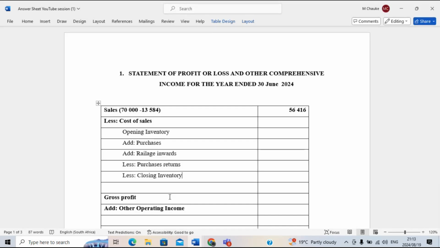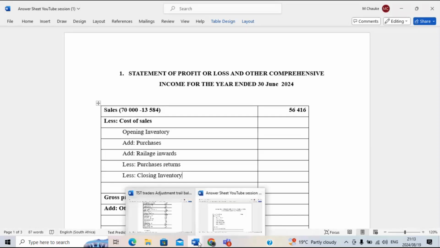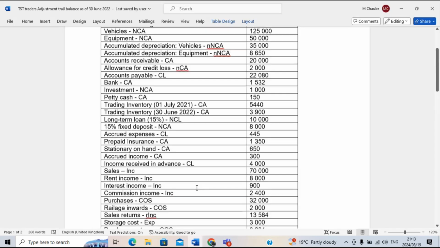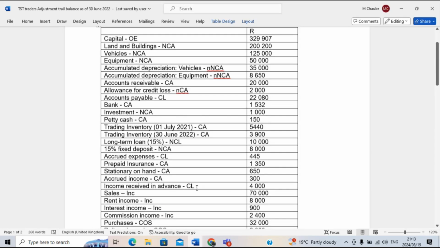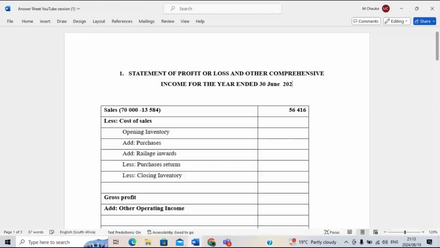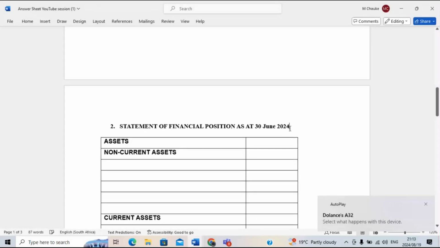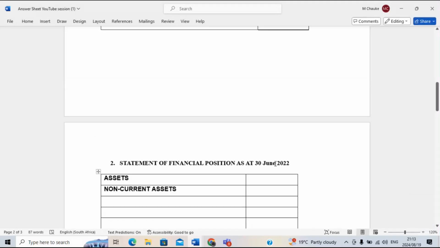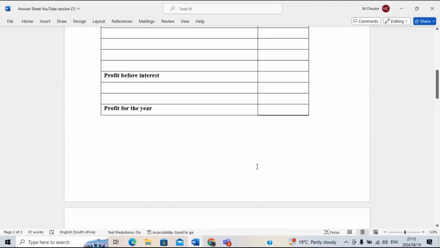Are you with me? So now I'm going to go to the question paper. Here is the question, right? We are going to look for opening inventory. Oh, here is 2021 and 2022, right? So we're just going to change this side to be 2022 there. Even this one here, 2022. And then it means your current year is 2022. So your year started on the 1st of July.